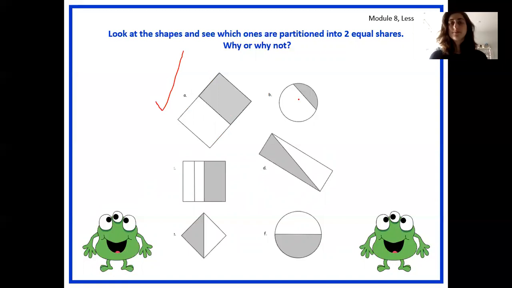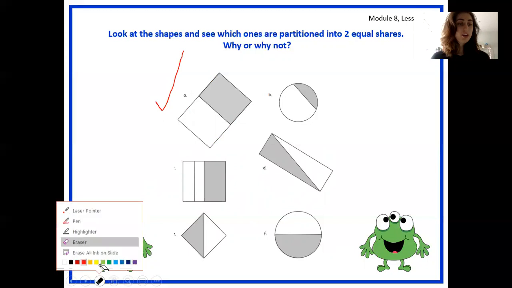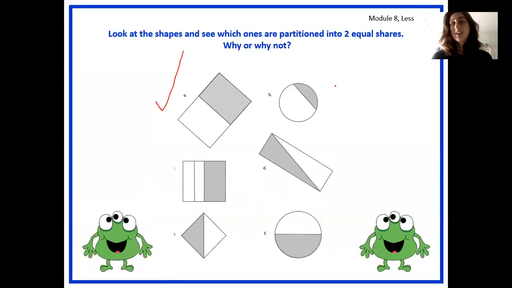What about B? Nope, that is too small. That is too small of a part. The parts are not the same, right? I'm going to erase that because that messed up. The parts are not the same. The parts are very different and they were partitioned where they were not equal.